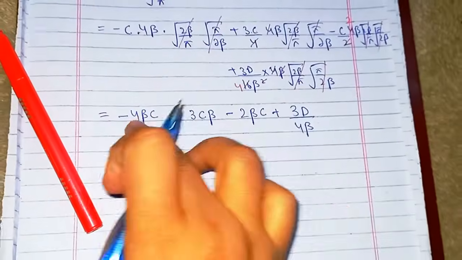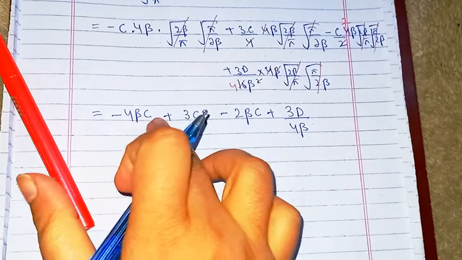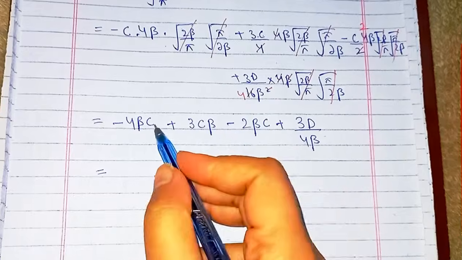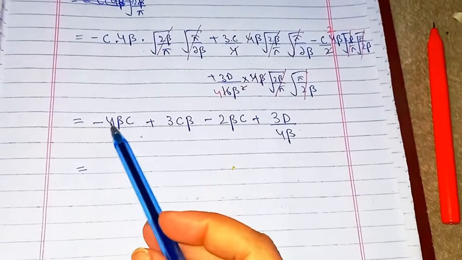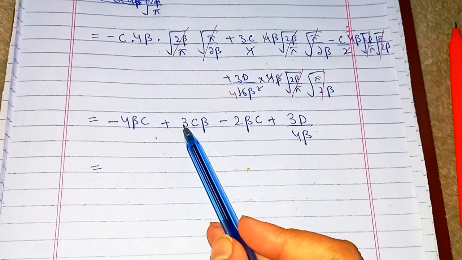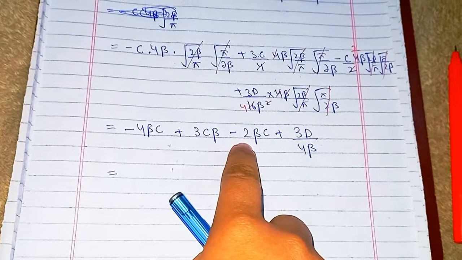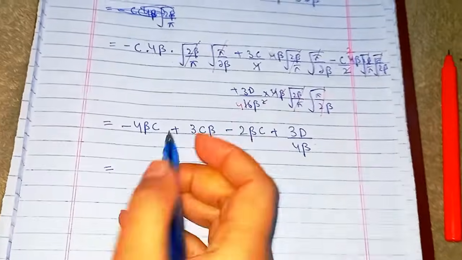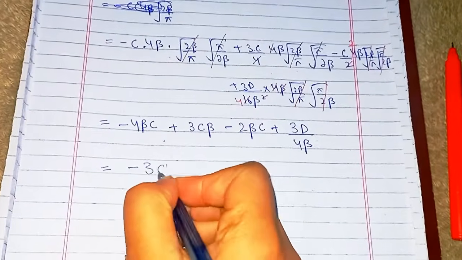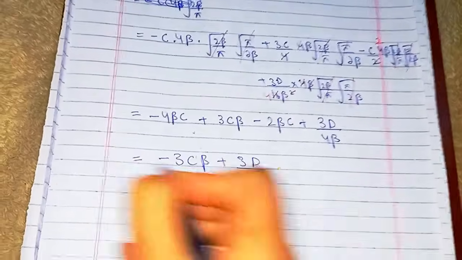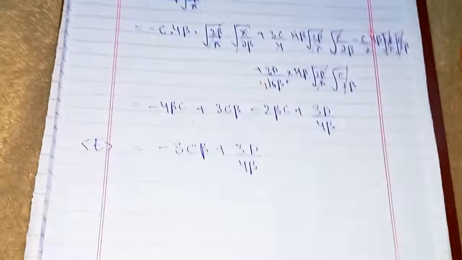Now they will add up with each other because it's all beta c, beta c, beta c, so let's add them up. It's minus 4 plus 3 is minus 1, minus 4 minus 2 is minus 6, plus 3 is minus 3 c beta plus 3d by 4 beta. That is the energy so far.